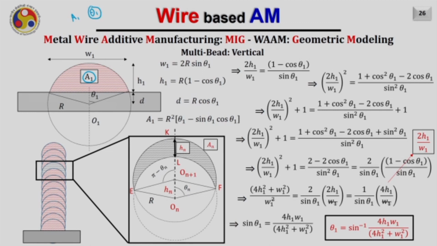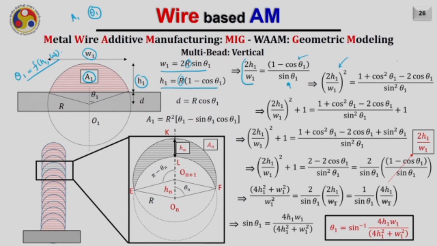But please remember that the only measurable parameters of the bead will be the height and the width. Therefore, we will try to find out the value of theta 1 as a function of only the height h1 and the width w1. In order to do that, we will look into these equations once again. If I have the equations w1 equals 2R sin theta 1 and h1 equals R times (1 minus cos theta 1), I can easily eliminate R just by dividing these two equations. As a result, I will have 2h1 divided by w1 equals (1 minus cos theta 1) divided by sin theta 1.